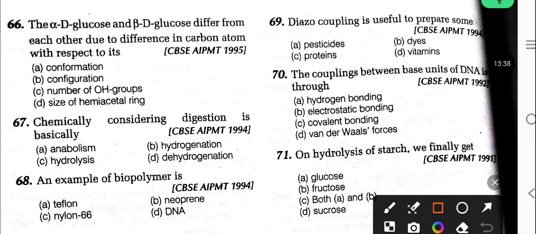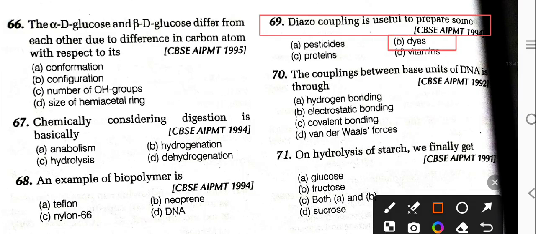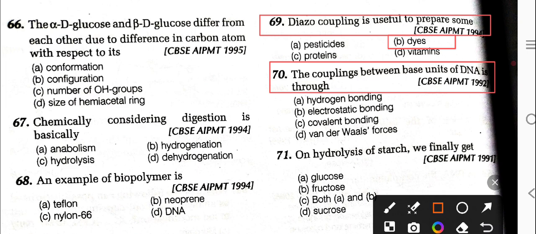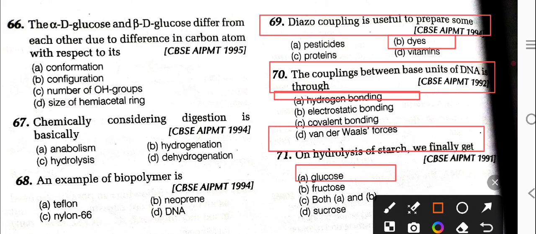Diazo coupling is useful to prepare some dyes. So it is a benzene diazonium salt formation reaction, which gives dyes. The coupling between base units of DNA is through hydrogen bonding. On hydrolysis of starch, finally we get glucose. It is a polymer of glucose.